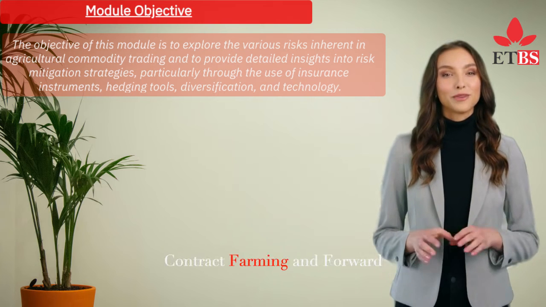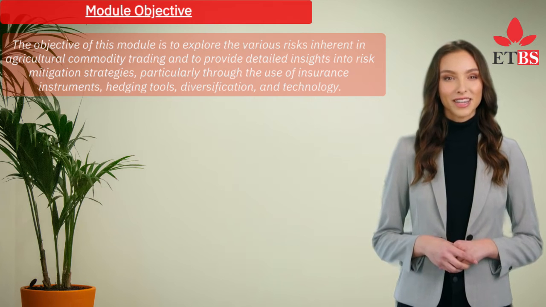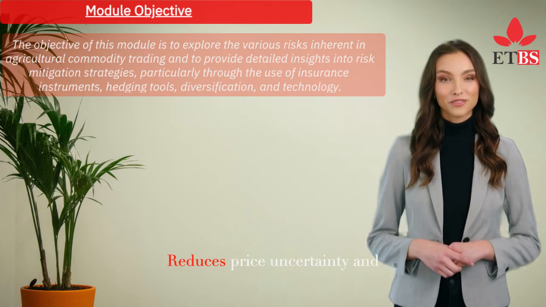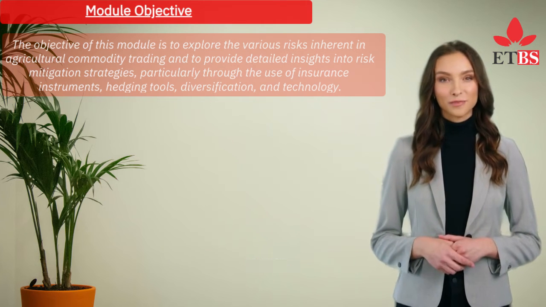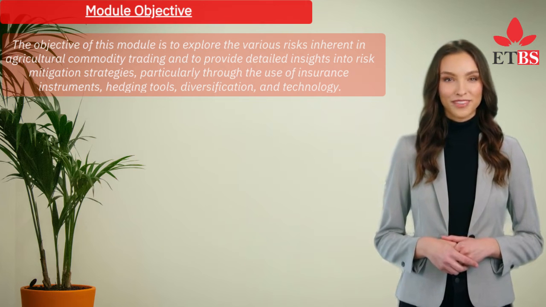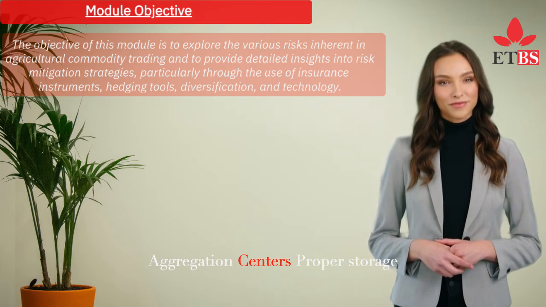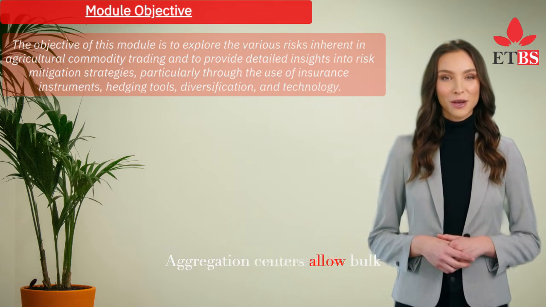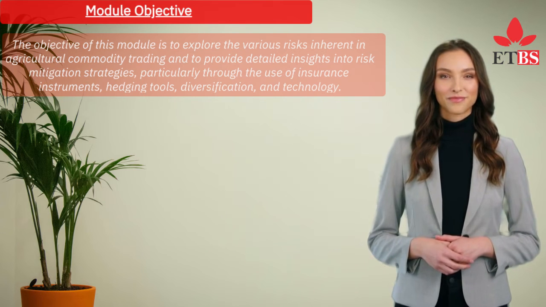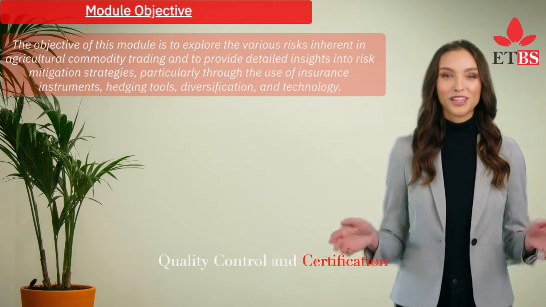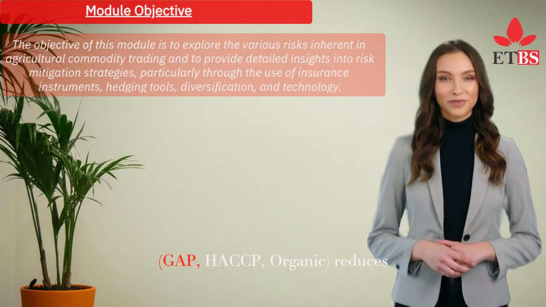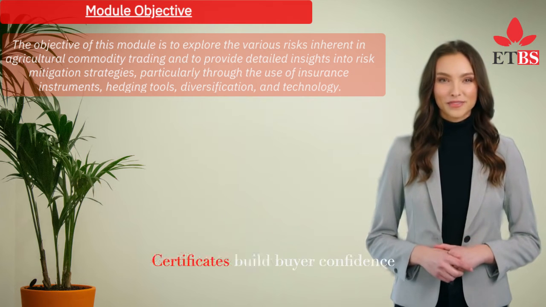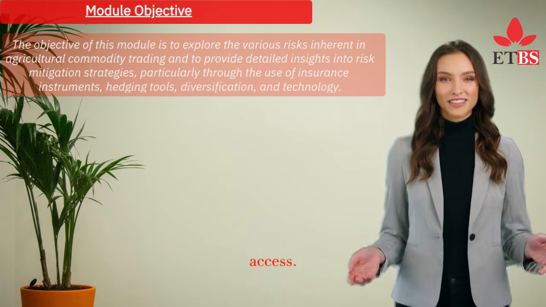2. Contract farming and forward contracts. I.e., enter agreements with buyers in advance to lock in prices and volumes. Reduces price uncertainty and gives assurance to both parties. 3. Use of warehousing and aggregation centers. Proper storage reduces post-harvest losses. Aggregation centers allow bulk handling and quality standardization. 4. Quality control and certification. Compliance with global standards, GAP, HACCP, Organic, reduces rejection risks. Certificates build buyer confidence and open new market access.